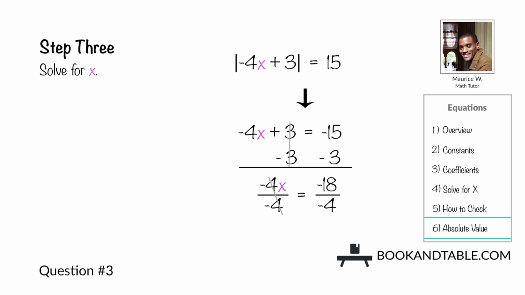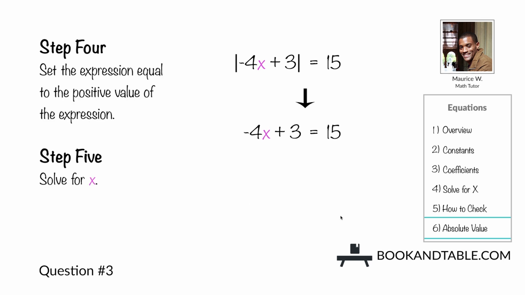And then to remove the coefficient -4 from the x, we divide both sides by -4. So we wind up with x is equal to -18 divided by -4, which is the same as x is equal to 4.5. So this is our first answer. Let's solve x for our second value. So step 4, set the expression, -4x plus 3, equal to the positive value of the expression, which is the same number we're given, +15. And then step 5, solve for x.